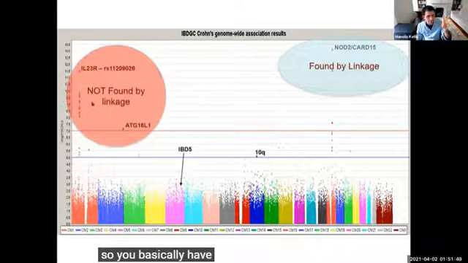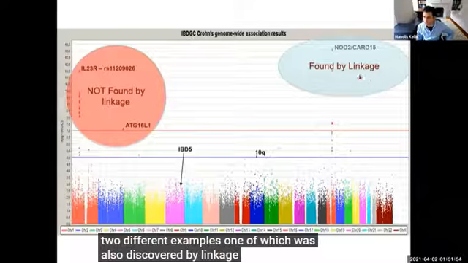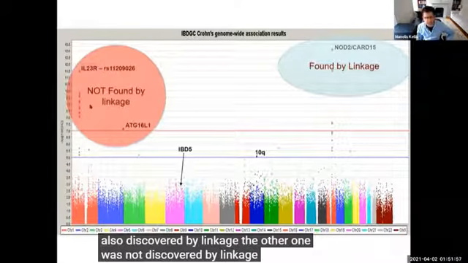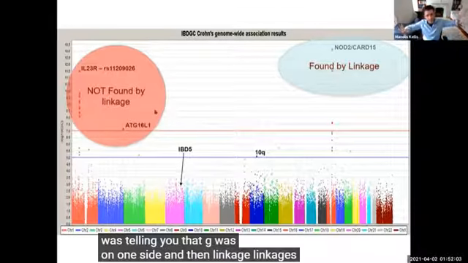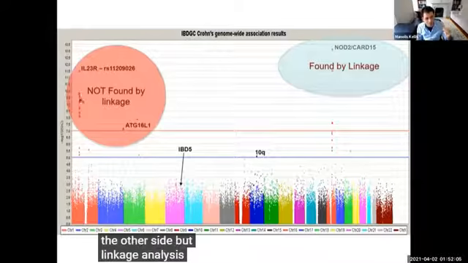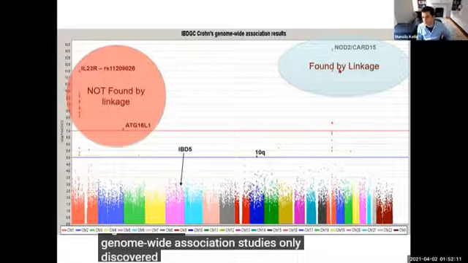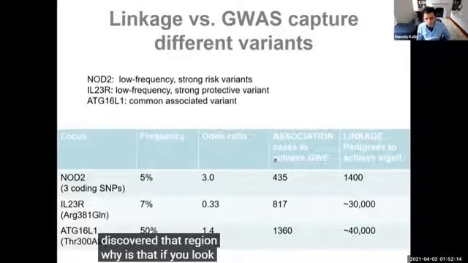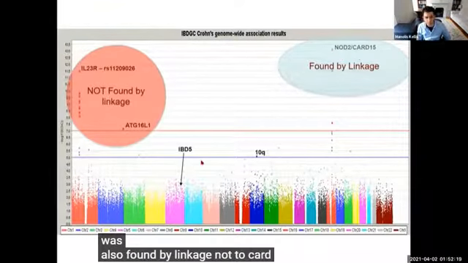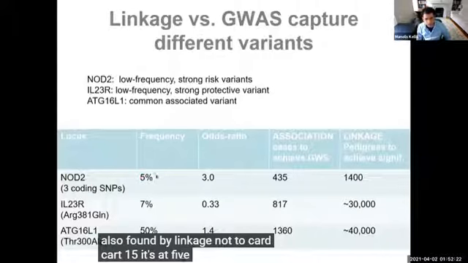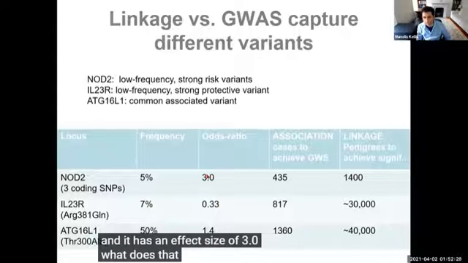You basically have two different examples, one of which was also discovered by linkage. The other one was not discovered by linkage. So that's kind of interesting, right? I was telling you that GWAS is on one side and then linkage is on the other side, but linkage analysis also discovered this region, and then genome-wide association studies only discovered that region. Why is that? If you look at the one that was also found by linkage, NOD2 (CARD15), it's at 5% frequency and it has an effect size of 3.0. What does that mean?